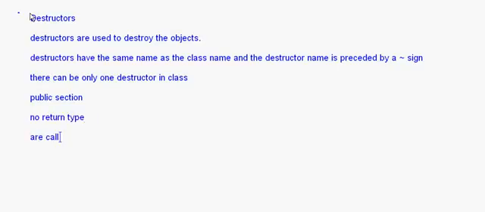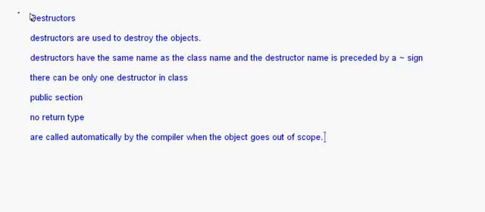And they are called automatically by the compiler when the object goes out of scope, right? So it basically deallocates the memory that had been assigned by the constructor, right? So if we want to write a destructor, it will be like this.